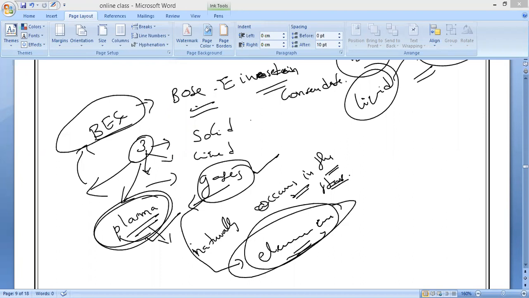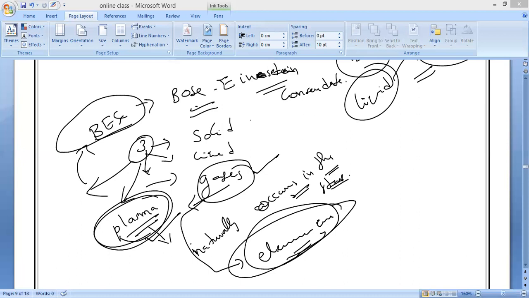Okay. So in 1920, the Indian scientist Satyendranath Bose did some calculations for the fifth state of matter. On the basis of these calculations, Albert Einstein predicted the existence of a new state of matter. That is why it is called the fifth state of matter, given by Bose and approved by Einstein. So we call it Bose-Einstein condensate.